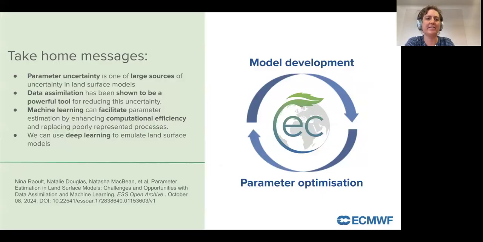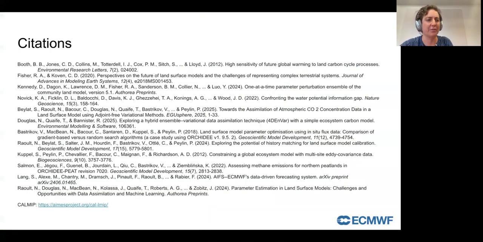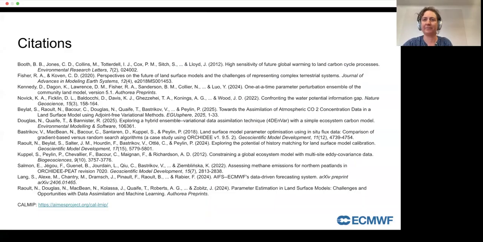So the take-home message is that parameter uncertainty is still a large source of uncertainty in land surface models. Historically, we've been using data assimilation, and it's very powerful, but machine learning is going to facilitate a lot of parts of the workflow, especially by enhancing computational efficiency. And then we can also start using deep learning to emulate the land surface model. And these are some of the citations from the talk. I can leave it there.